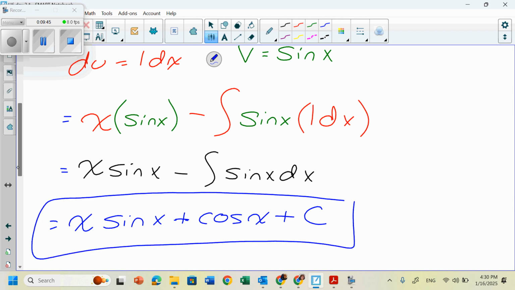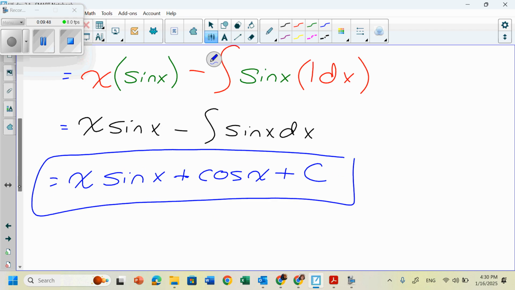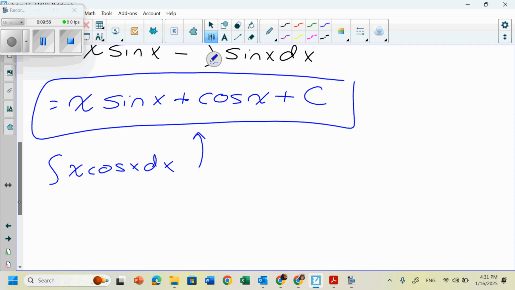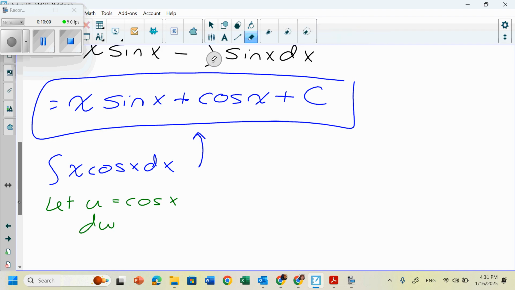Now some of you are wondering, could I just flip them around? Could I do the other two pieces? Alright, I'm going to try that. So I'm going to say let u equal cosine x, then du is negative sine x dx. And then I'm going to say dv is equal to x dx, then v is x squared over 2.